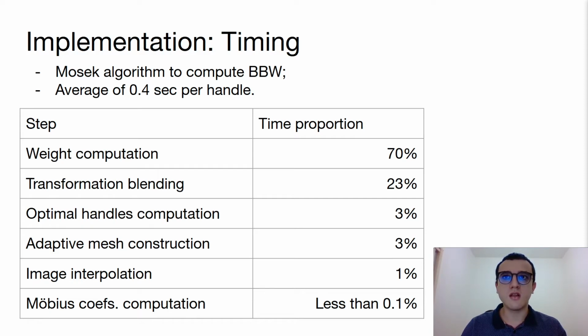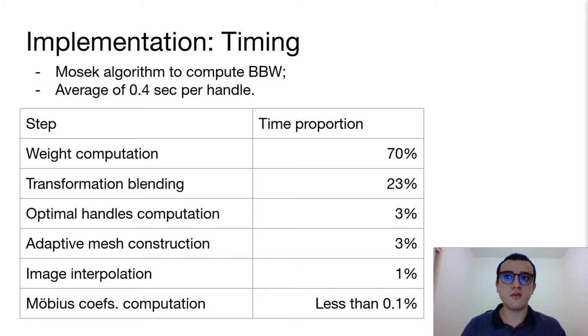As we can see in the table, the majority of the execution time is spent in the weight computation and the transformation blending, taking approximately 70 and 23% of the time, respectively. The timing in these parts could be improved by a C++ implementation with GPU interpolation, and we plan to approach this task in future work.